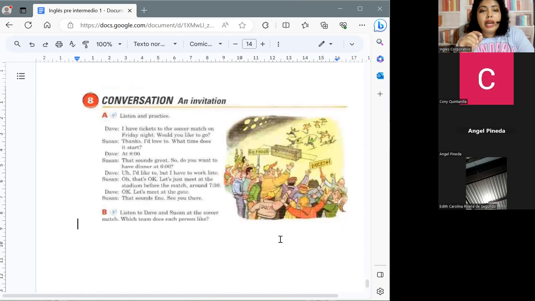So in this case, we have, I have tickets to the soccer match on Friday night. That is a statement. Ahí tenemos una oración. I have tickets to the soccer match on Friday. Yo tengo boletos para el partido del viernes por la noche. Esa es la información que yo estoy brindando. Tengo la pregunta. Would you like to go? ¿Te gustaría ir? That is my structure. Would you like to go?